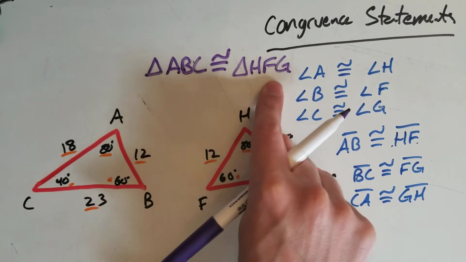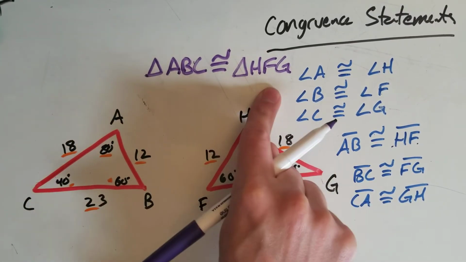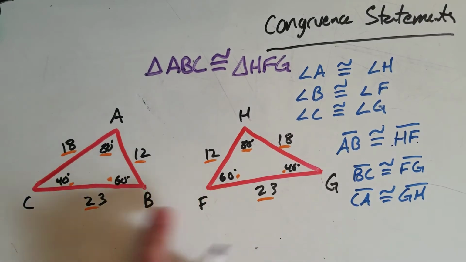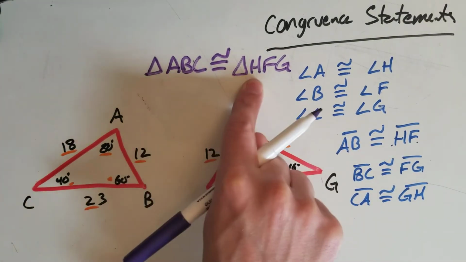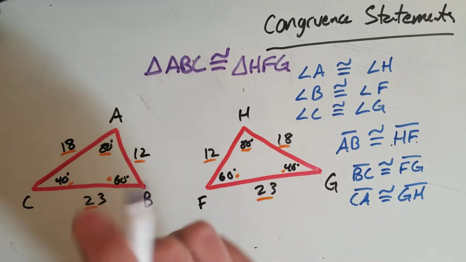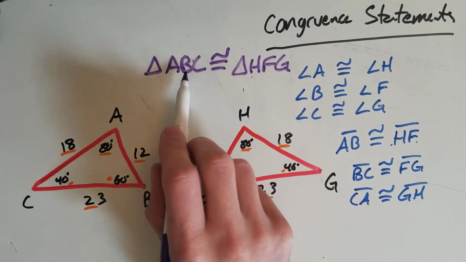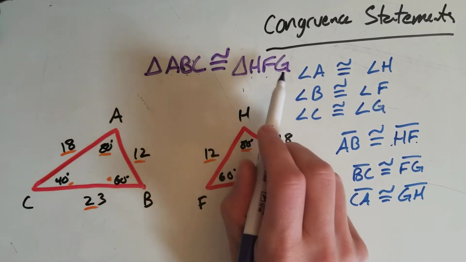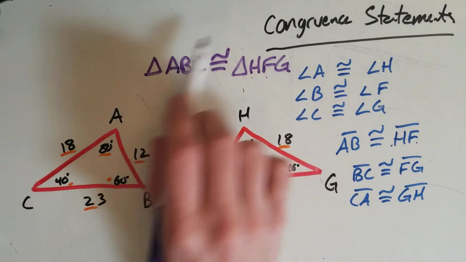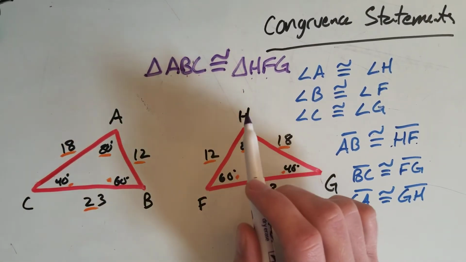The order matters here because that's telling you the corresponding parts, and if you weren't given the actual triangles, if you were just given this statement, then you can still tell what corresponds. The A is going to go with the H, the B is going to go with the F, and the C is going to go with the G. So it's really important to have this statement in the right order.